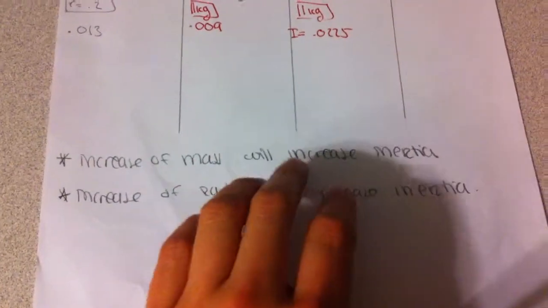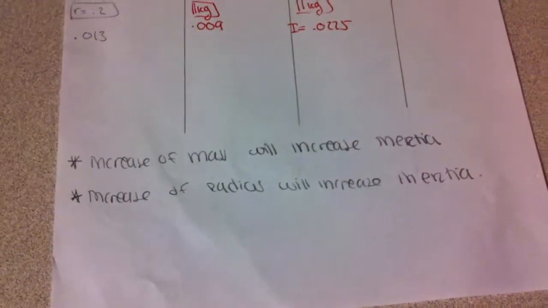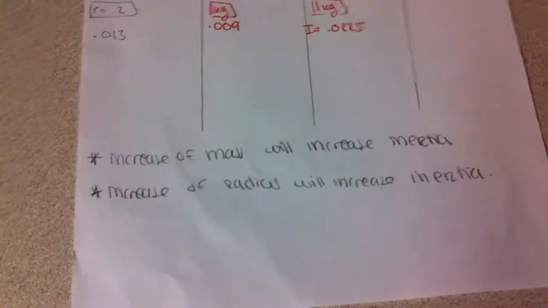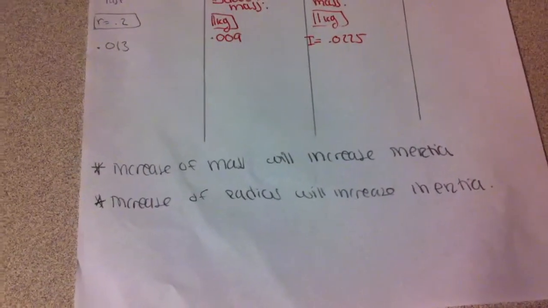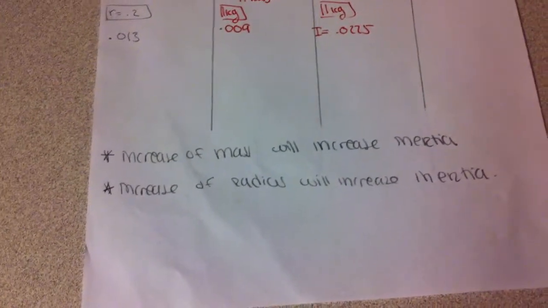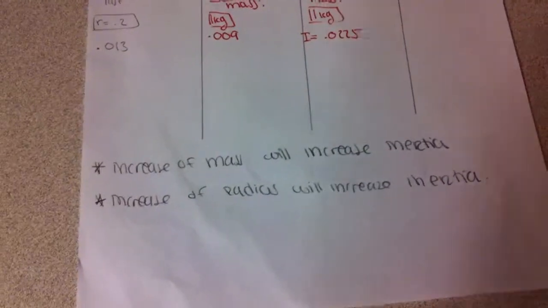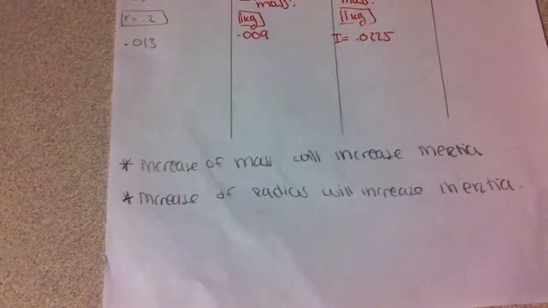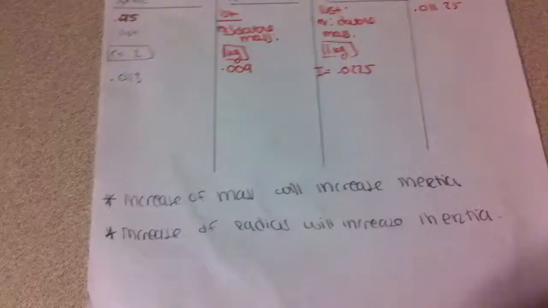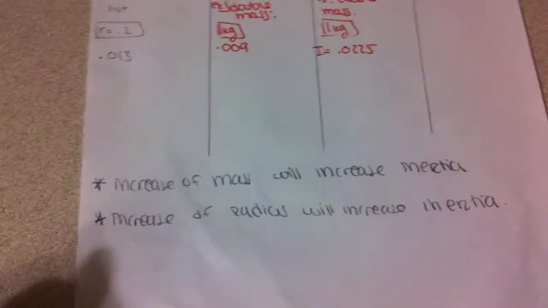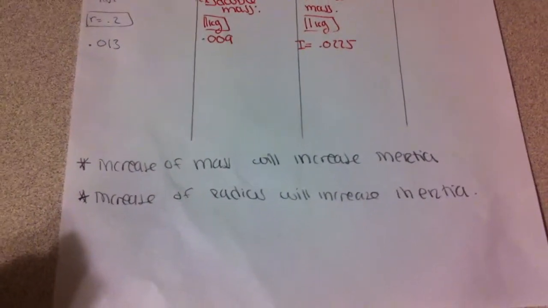So I came to the conclusion that the increase of mass of the object will increase its inertia and will slow down the object. And the increase of the radius will also increase inertia, which will also slow it down. Less radius and less mass will decrease inertia and will make it go farther away. It will have more energy. So that's what I came up with for this answer.